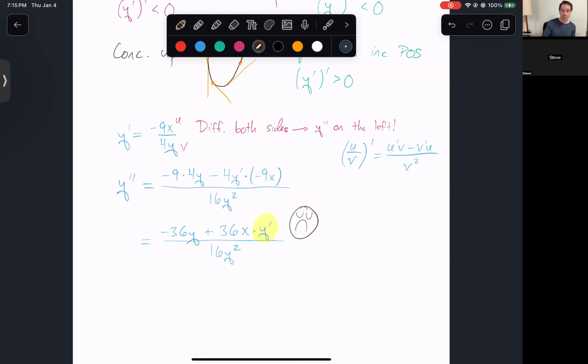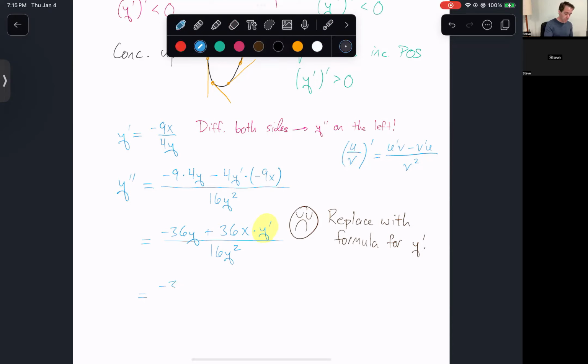So what you do is replace it with the formula for y prime, which you already got in the first part of the question. Okay, so remember that our y prime we know to be negative 9x over 4y. I'll get rid of these u's and v's because now they're cluttering it up. So that y prime needs to get replaced because our formula can't involve anything other than just x's and y's.